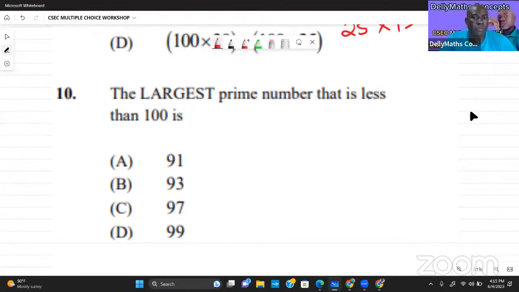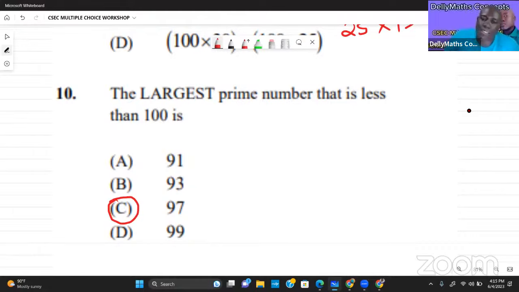The largest prime number that is less than 100. I think this is something that you want to remember. So this is straight up, you got to remember this. It's 97, the largest prime number less than 100. There's no trick for you to know this. You need to know your prime numbers.